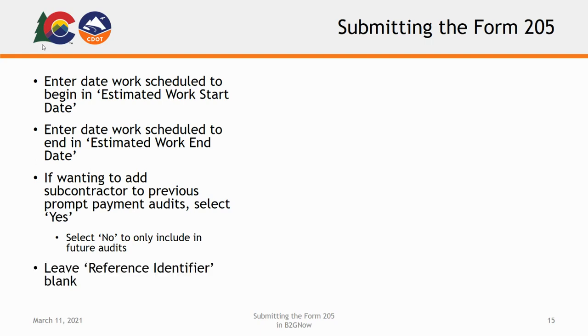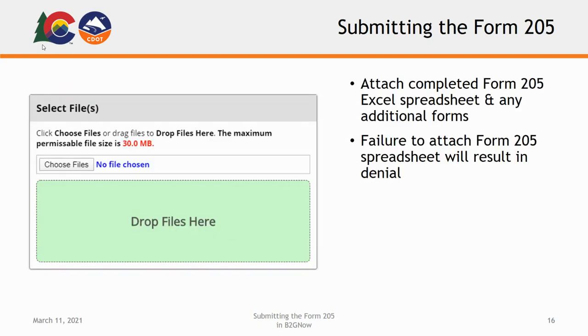You will leave the reference identifier section blank and move on to the Attach Files section. This is where you will attach your completed Form 205 Excel spreadsheet and any additional applicable forms, for example, a Form 1415, proof of any advance payment, or a copy of the signed contract. Please be aware that if you do not attach your Form 205 spreadsheet here, your sub request will be denied.